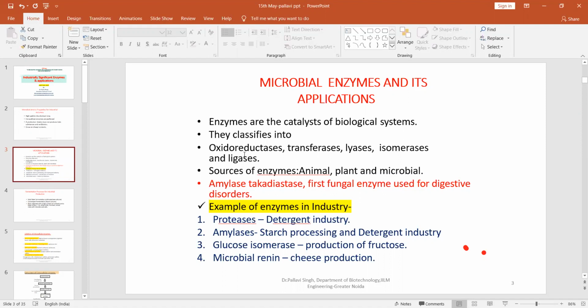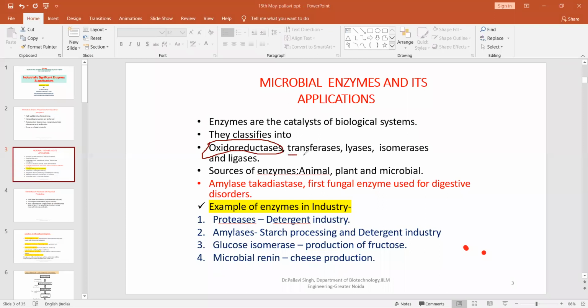Reduction is addition of hydrogen or removal of oxygen. Oxidation is addition of oxygen and removal of hydrogen. We all know this concept. So based on their functions, we have classified the enzymes into these categories. I will show you one by means of annotation. So oxidoreductases, we just discussed, are the enzymes which catalyze either the oxidation reaction or the reduction reaction.